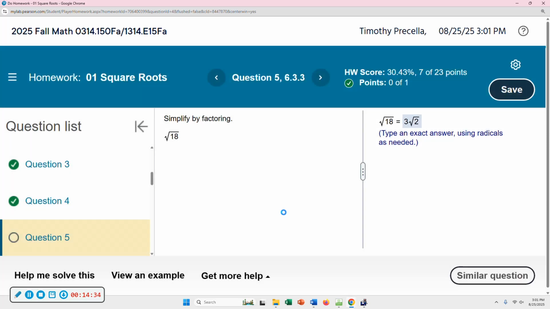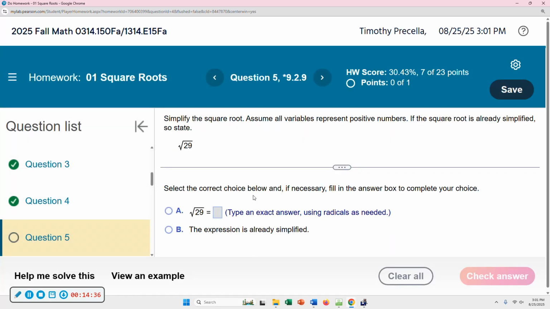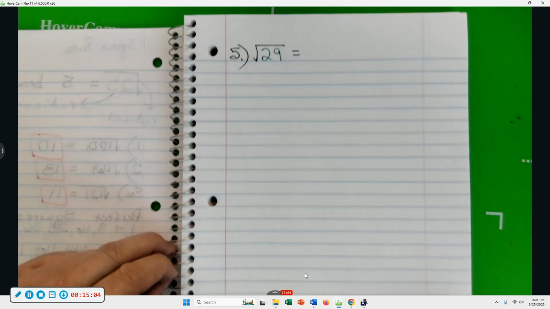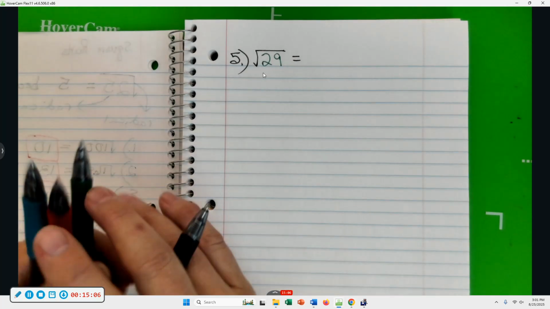Number 5. Square root of 29. It's worded differently from the other ones, notice. The instructions say simplify the square root. There's no variables in this one. If the square root is already simplified, so state. Oh, they're sounding fancy. I wonder why they don't say instructions. I guess ChatGPT told them to write so state.